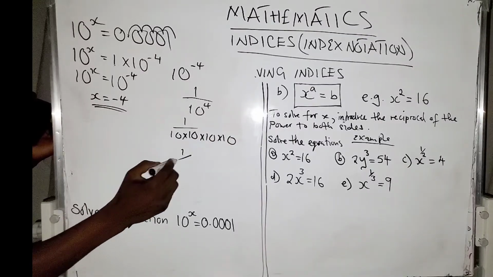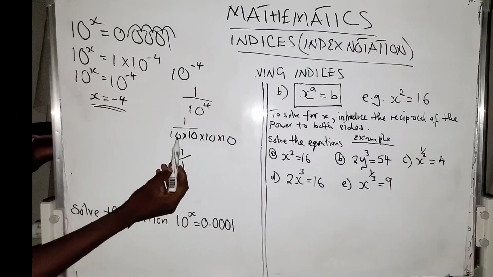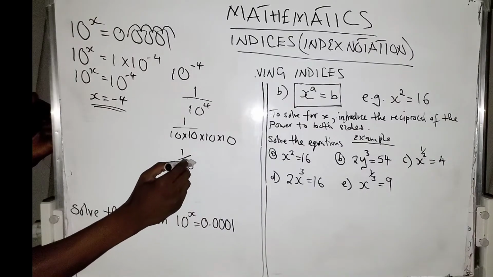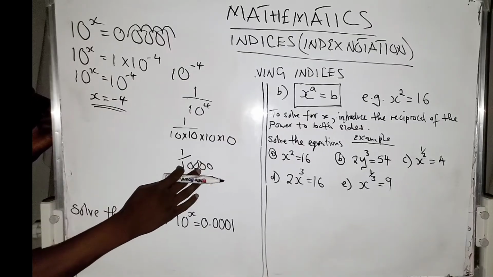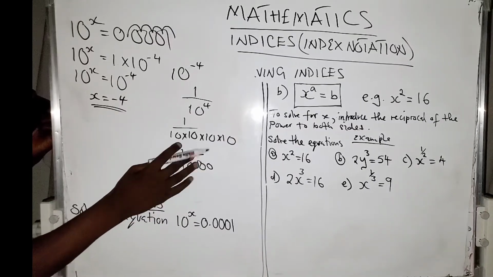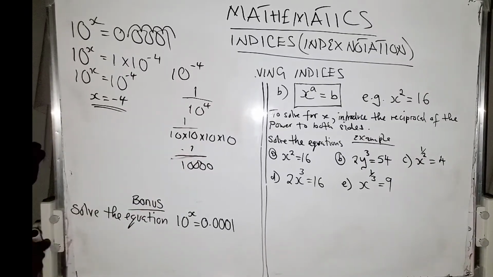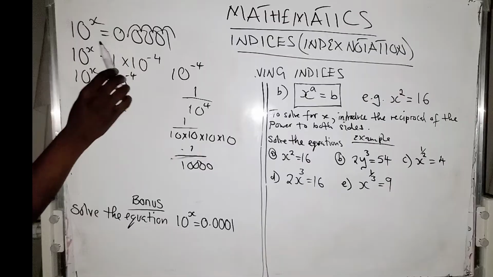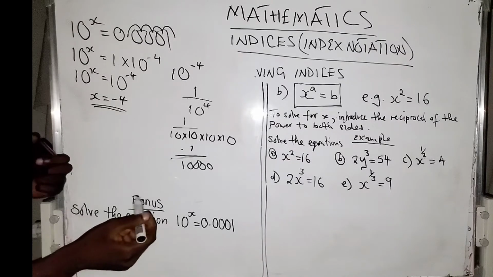So you just write 1 with 4 zeros: 1, 2, 3, 4. Am I right? Yes, 10,000. 1 over 10,000. Now, they left it as what? As a decimal. Are we together? As a decimal.